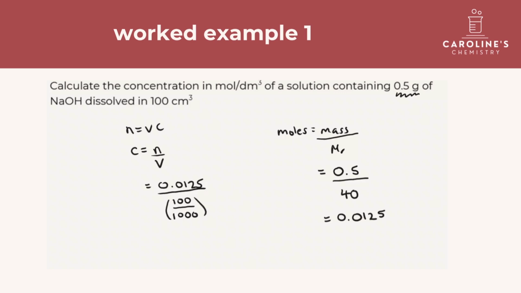Now brackets are your friend here. Don't try and put this fully into your calculator without actually breaking it up. So do 0.0125 divided by open brackets, 100 divided by 1,000, close brackets, then press equals, and it gets us our overall answer of 0.125 moles per decimeter cubed.